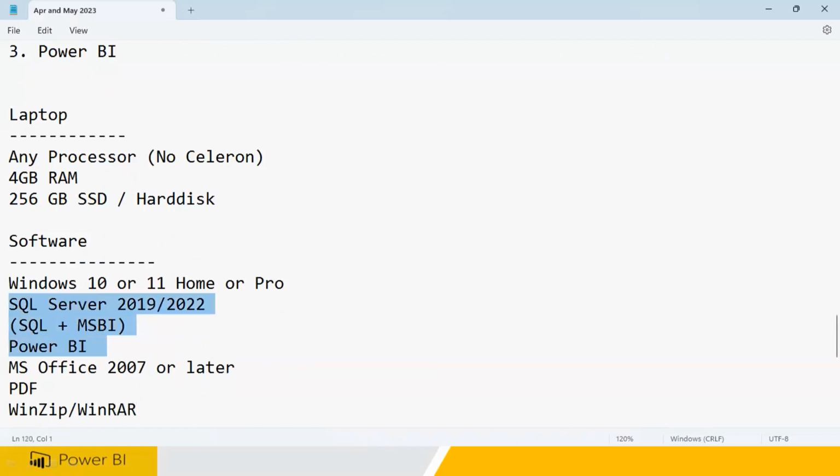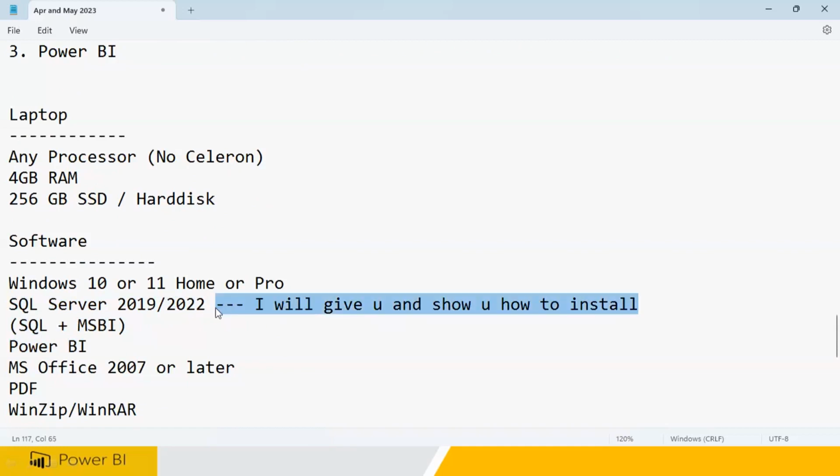I'll show you how to install this in the day after tomorrow's class. I will give you this software, and I'll show you how to install it. So you have to be ready with your laptop day after tomorrow.